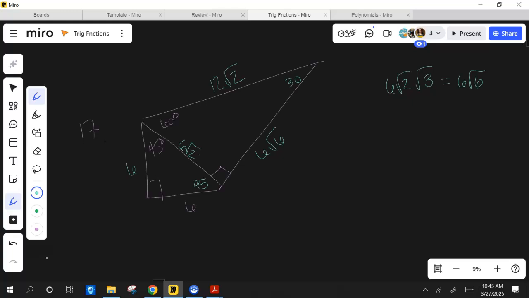Don't double what's under the radical, just double what's outside the radical.